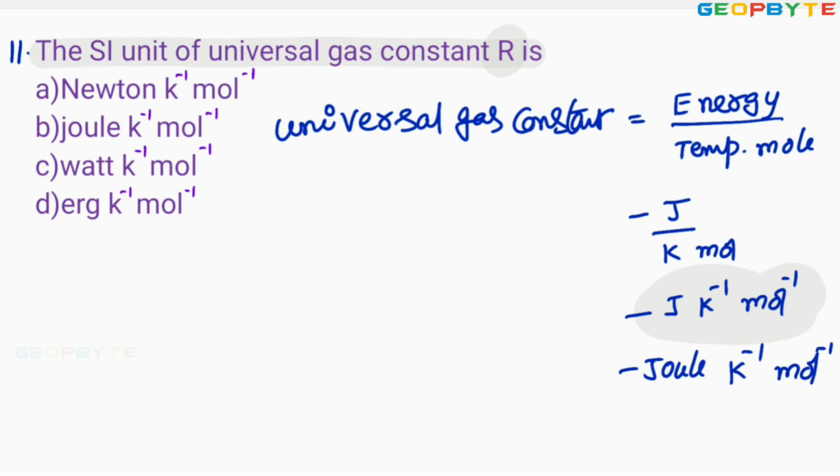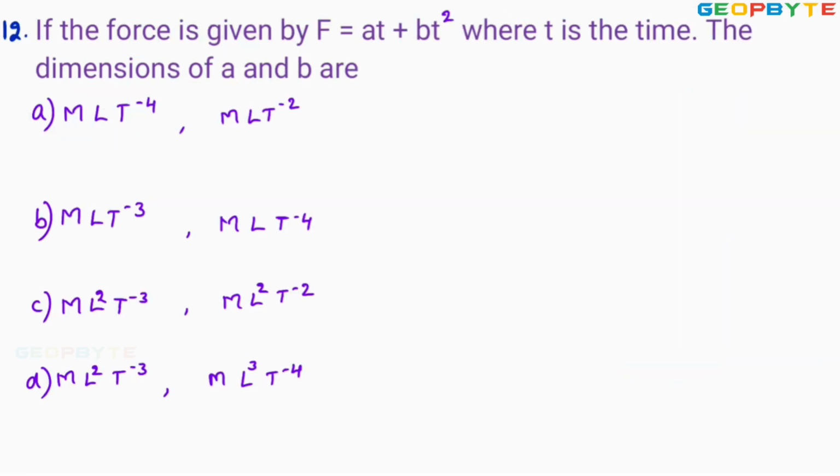Look at option B. Option B is joule Kelvin inverse mole inverse. Therefore, option B itself is absolutely correct. I hope you got my point. Let us go for the next problem. Look at the 12th problem.